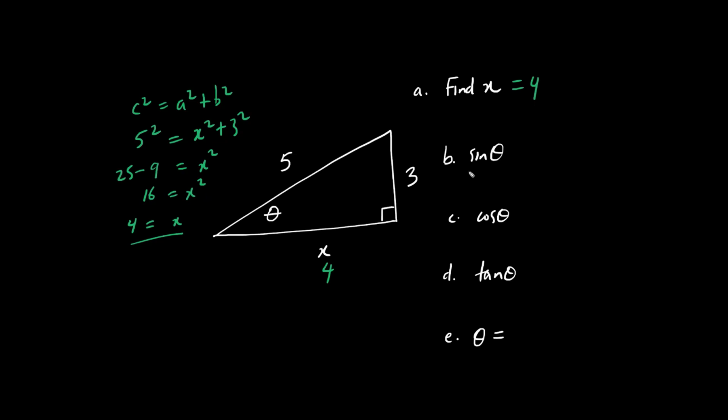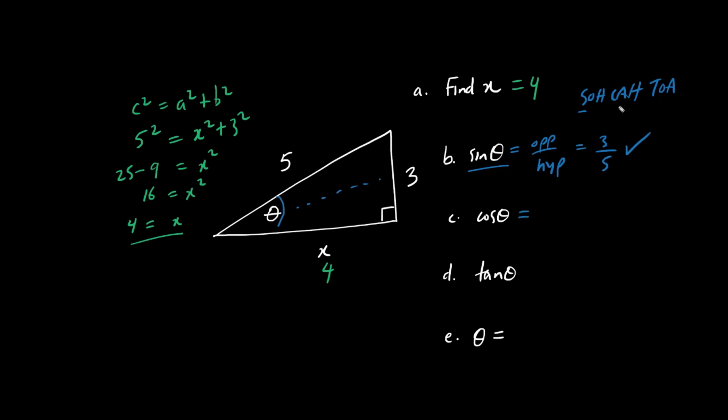Now let's find sine theta. We place our finger here on theta and recall SOHCAHTOA. S, which represents sine, is opposite over hypotenuse, O over H. The opposite is 3, and the hypotenuse is the longest side, which is 5. So this is the correct ratio. Sine, cos, tan are simply a ratio of two sides.